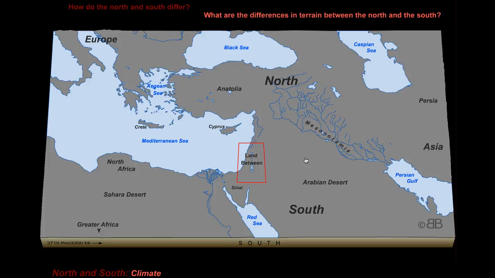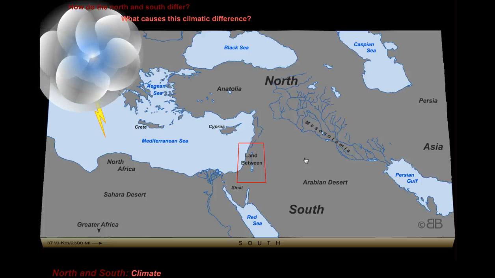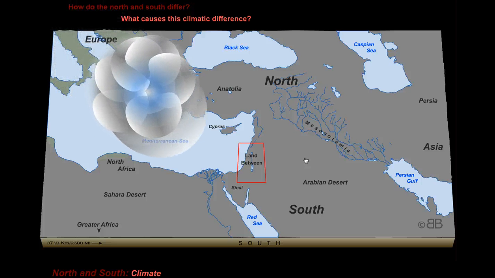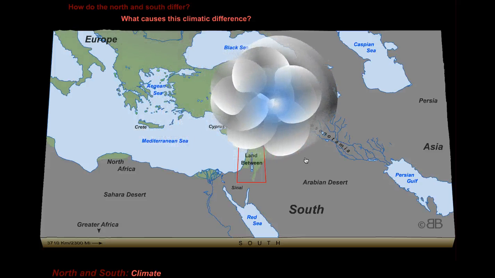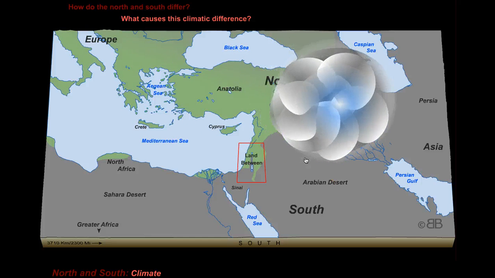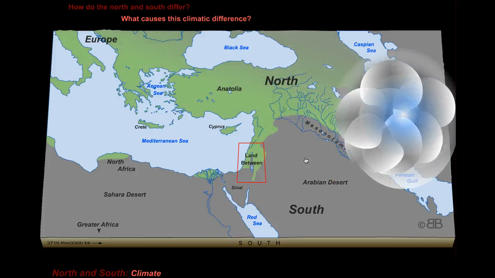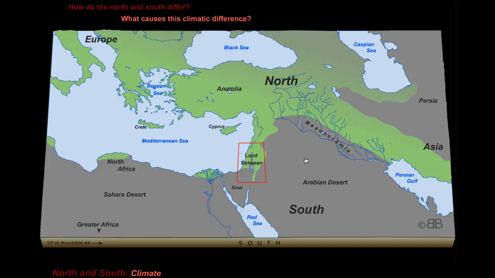The greatest difference between north and south, however, has to do with rainfall. What causes this climatic difference? The northern storm belt produces ample rainfall in much of the north, especially on the mountainous heights. The green pattern on the map represents rainfall above 300 millimeters, 11 inches or more, enough for agriculture. Rainfall quickly decreases to the south until it becomes insignificant.